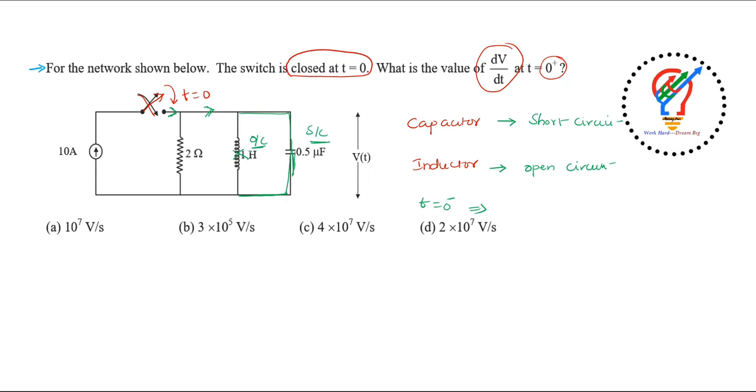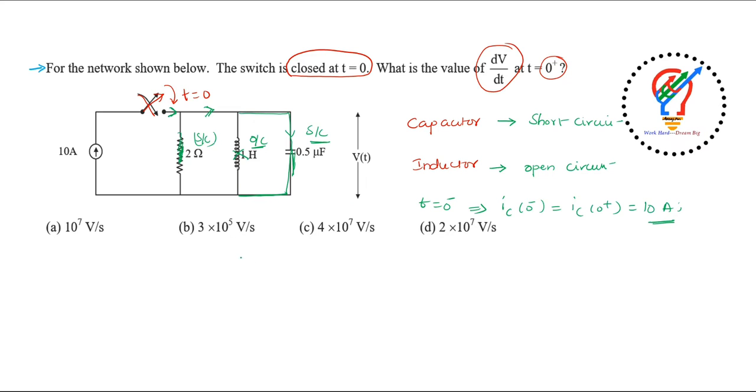So this will not come into the picture, and this will be short circuited. Once it is short circuited, what about this 2 ohm? This is also short circuit. That means the entire current has to flow like this and travel through the capacitor. So IC of 0 minus is equal to IC of 0 plus, which will be what? It is 10 amperes.